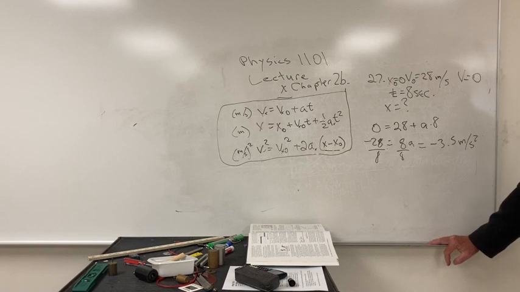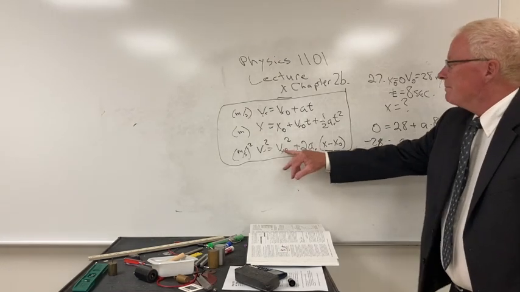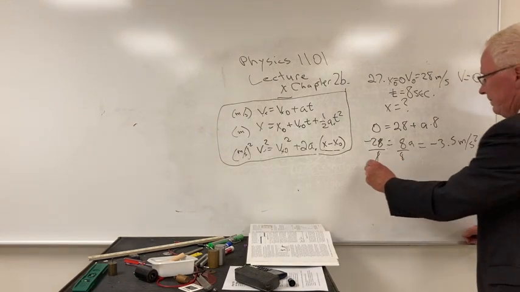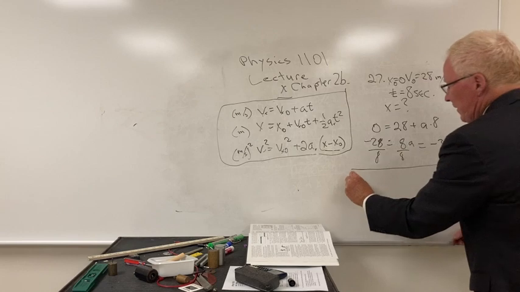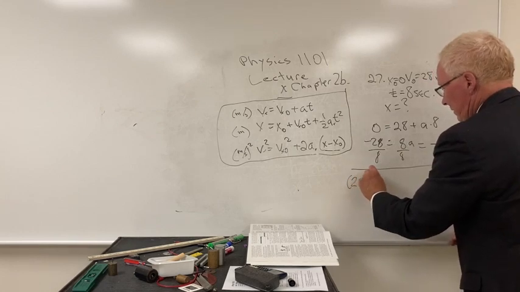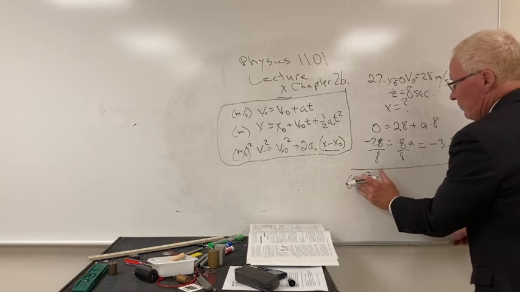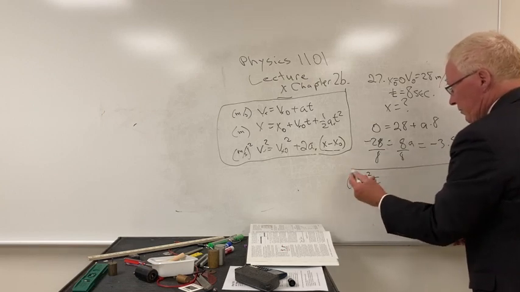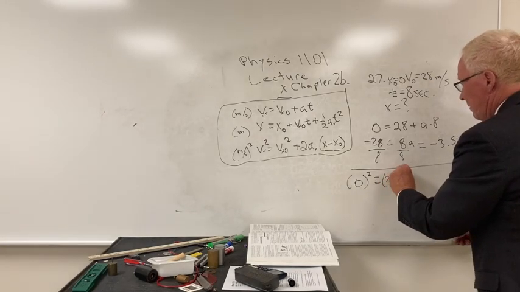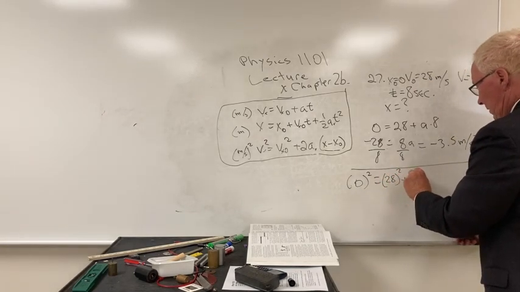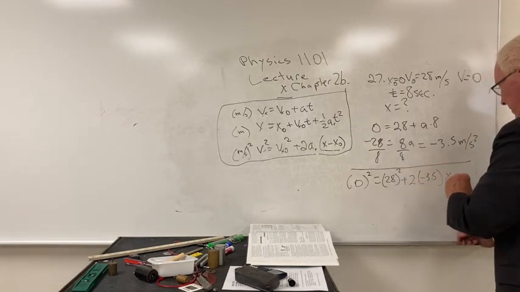And so we can do that. We can use the last one. So then V squared equals V naught, which is, oh, I got it wrong, sorry. V is 0, that's why you've got to be careful. V naught is 28 squared, plus 2 times negative 3.5 times x.